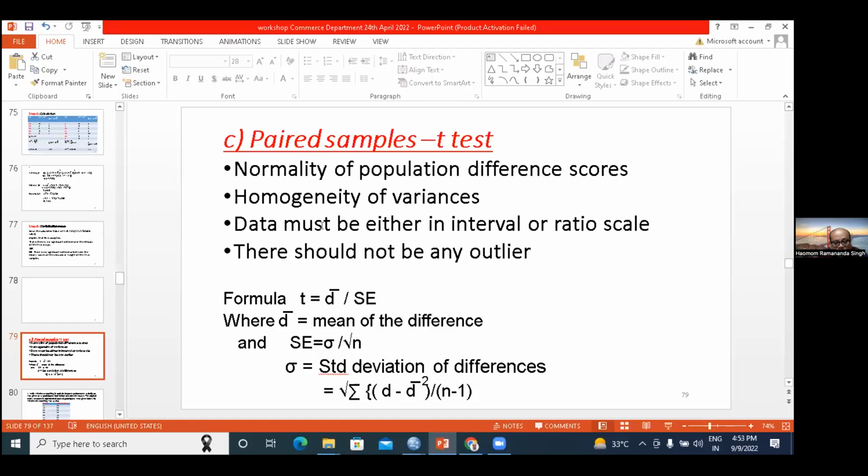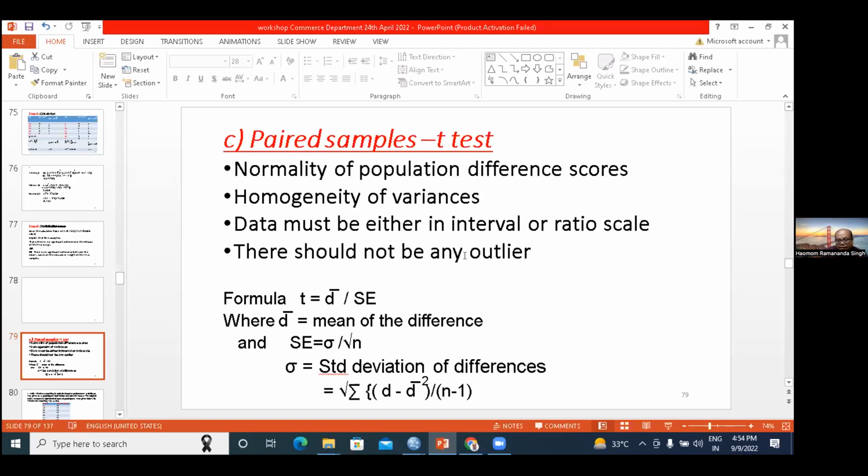Before I go for this one, SPSS, let me show you the last part of the testing. Before and after, if you want to see whether the coaching is beneficial to the student or not, or whether a particular advertisement increases the sale or not, whether a particular coaching is effective or not, in the before and after case.